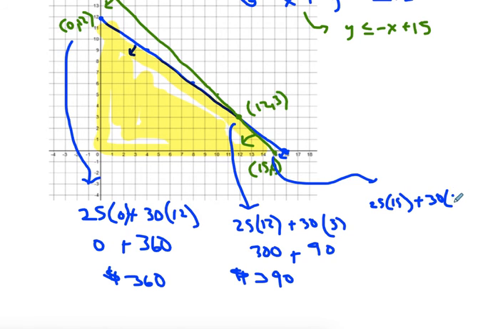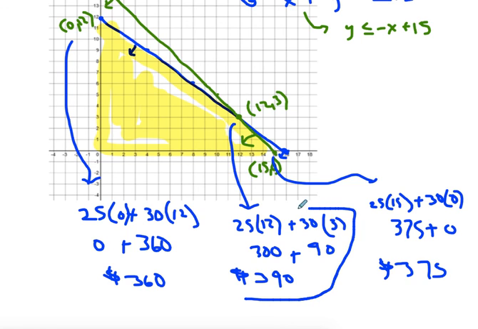And then for the last point, that 15, 0, here you're not making any pine trees. Well, 25 times 15 is $375. It's just short of $4 if you got 15 quarters. So what should you do to maximize your profit? You should be making 12 signs and 3 pine trees.